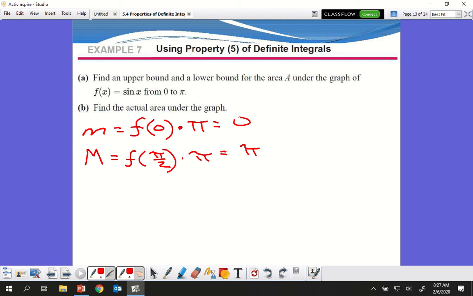So my whole thing is set up so that my interval is going to be between there and there. So that's the lowest point that it could be, and this is the highest point that it could be. So my integral has got to be somewhere in between.